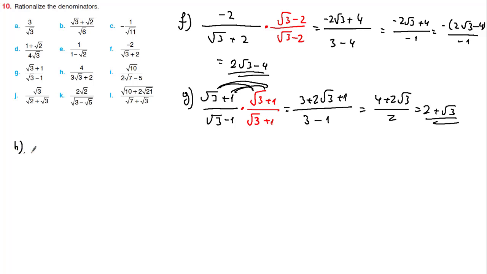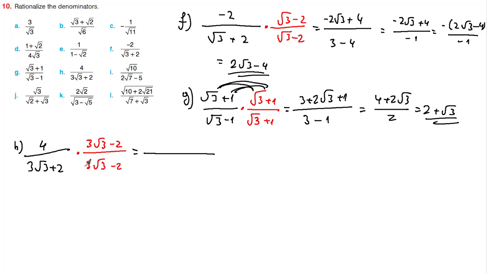Under H, we got 4 over 3 root of 3 plus 2. Same, multiply here by 3 root of 3 minus 2, 3 root of 3 minus 2. And what do you get?